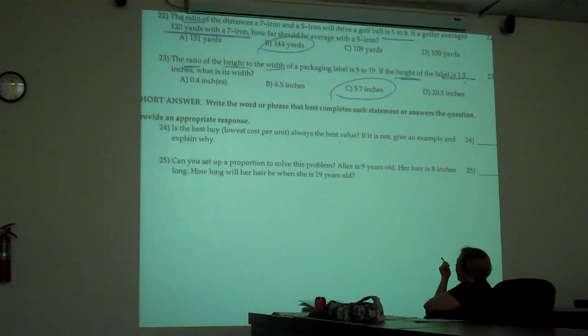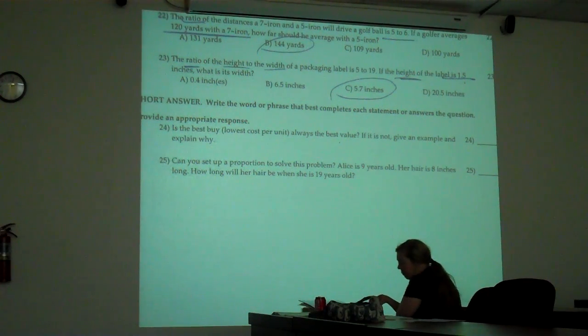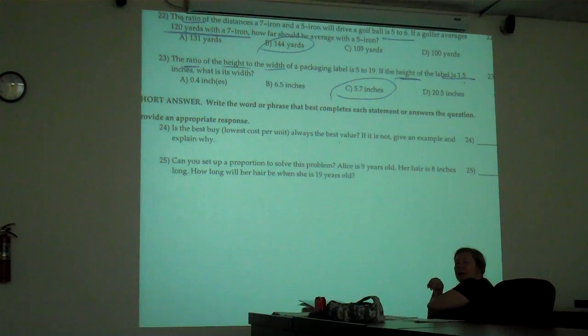Well, because a lot of times you will have more in the more expensive one, and it'll actually end up costing you less. If you're doing it per ounce, price per unit per ounce, if you're getting more ounces for the same dollars, that's usually better, but not always, is it?